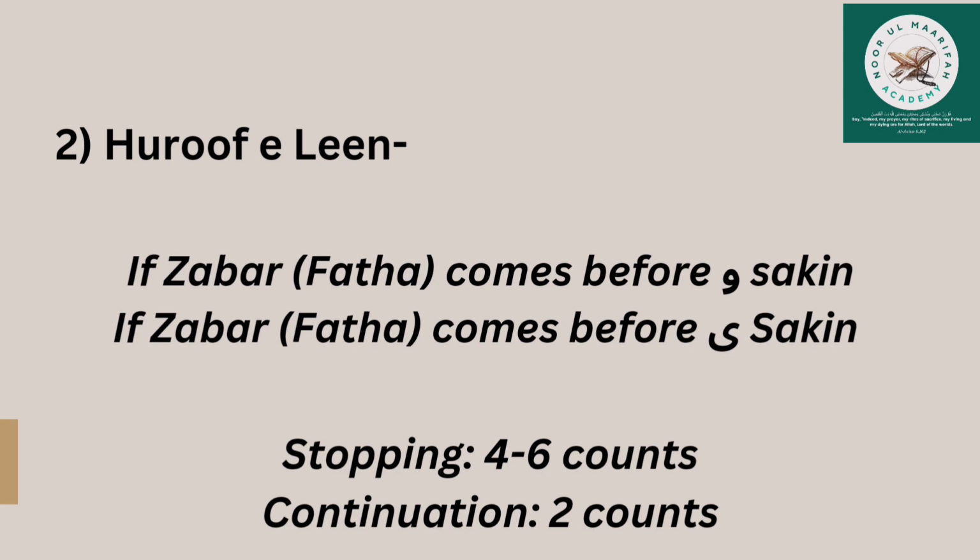Huruf leen, there are only 2 conditions. Number 1 condition is the alphabet should be ya sakin or waw sakin. Alif sakin is not present here. Okay, there are only 2 letters, ya sakin and waw sakin. Condition number 2 is before ya sakin, the alphabet whichever is coming should have zabar, only zabar. Okay, and before waw sakin, whatever alphabet is coming should also carry zabar. That means ya sakin and waw sakin have a common best friend, that is zabar.